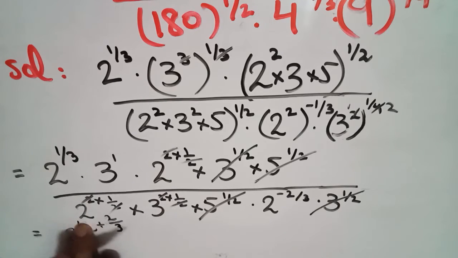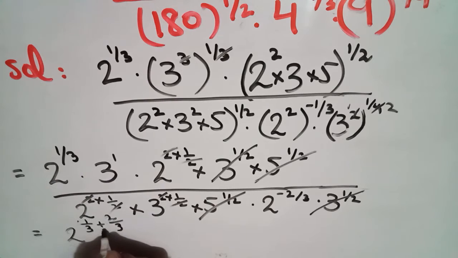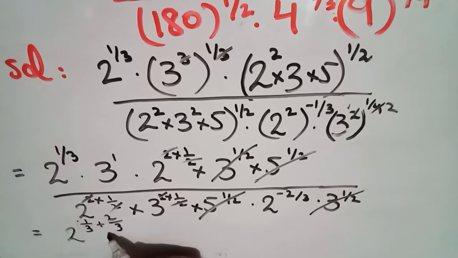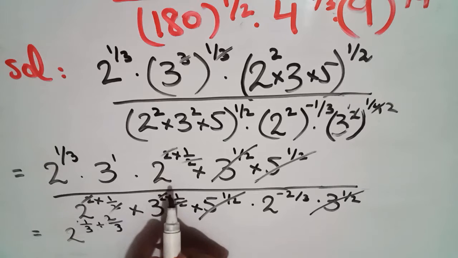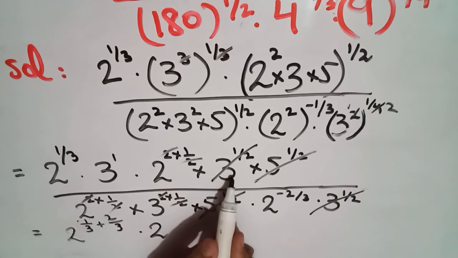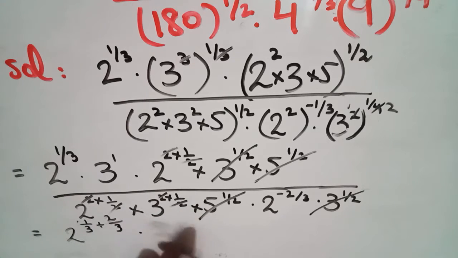1 by 3, this one, plus 2 by 3. How is it becoming plus? When it goes up, it will change into the plus sign. So here you have only 2, and just 2 and these 3. You can write first of all 3 and then 2.